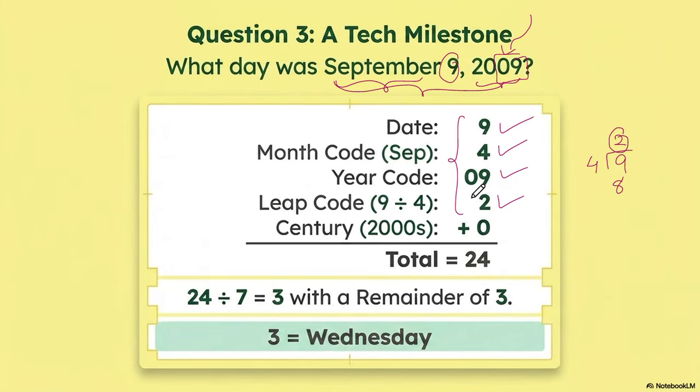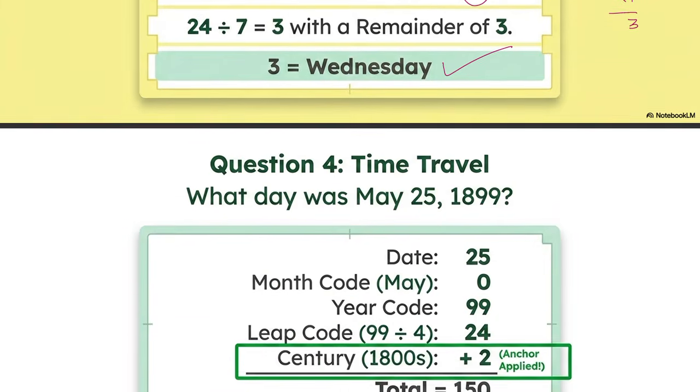If we add all these numbers, we get a total of 24. The final step, 24 divided by 7. 7 threes are 21, so our remainder is 3. When the remainder is 3, your answer is Wednesday. Look at the next question.